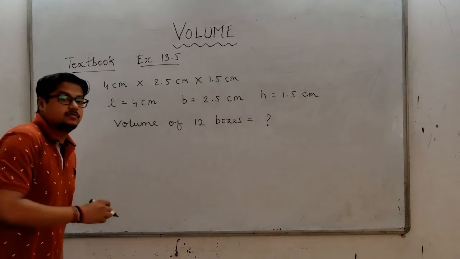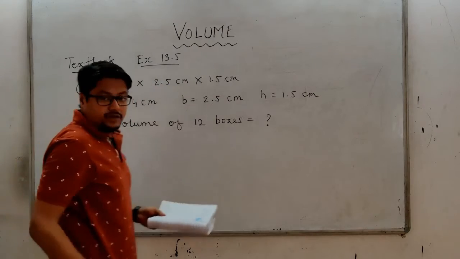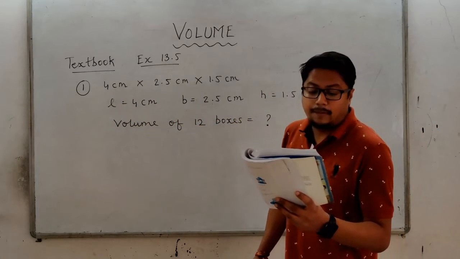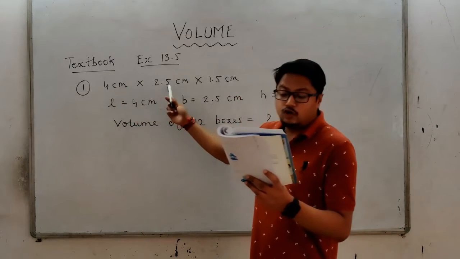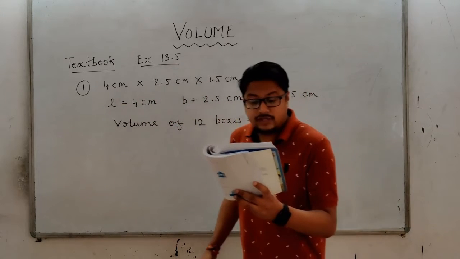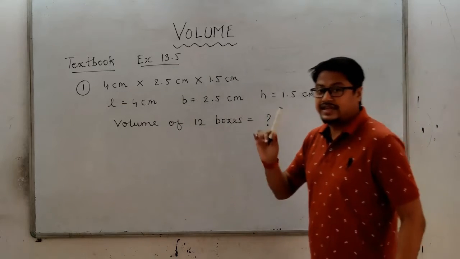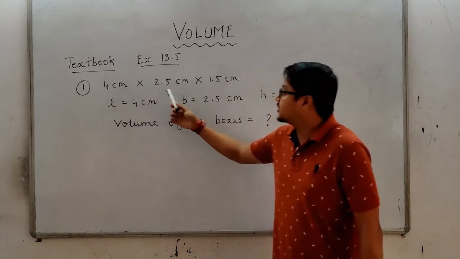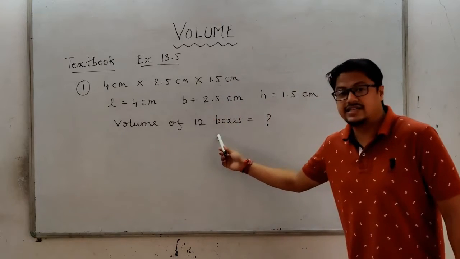Let us see the first sum from this textbook, exercise 13.5, first question. I would like to read this question first. A matchbox measures 4 cm into 2.5 cm into 1.5 cm. What will be the volume of 12 such matchboxes? I repeat my question. There is a single matchbox whose dimensions are 4 cm, 2.5 cm and 1.5 cm. We have to find out the volume of 12 such matchboxes.